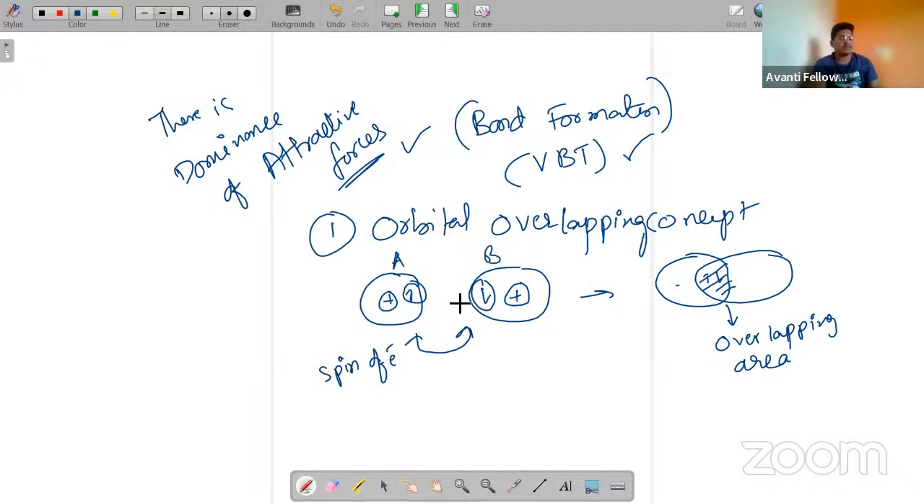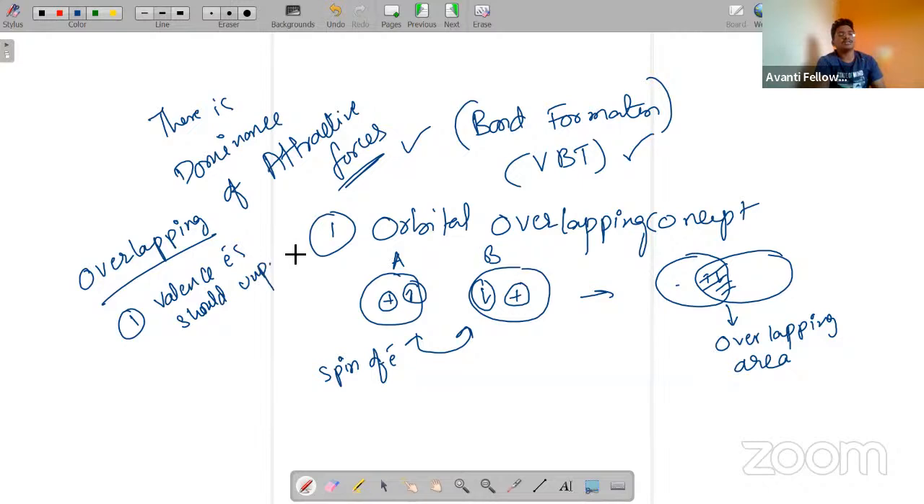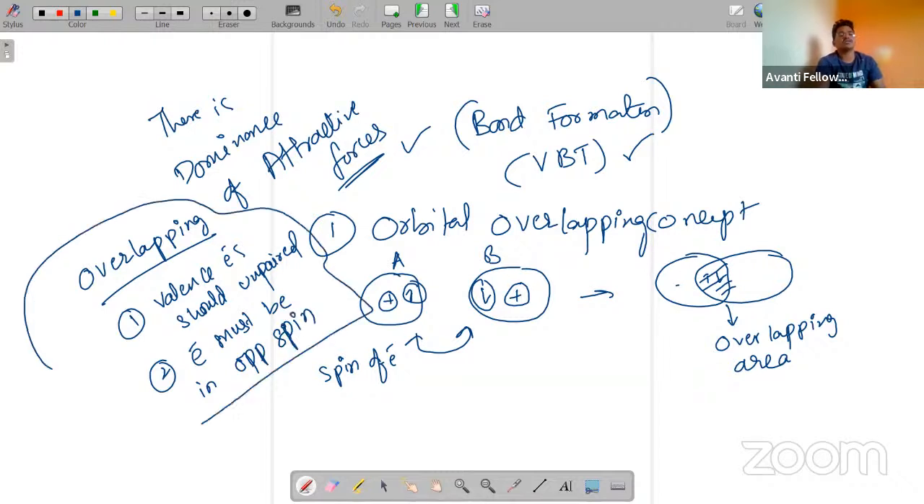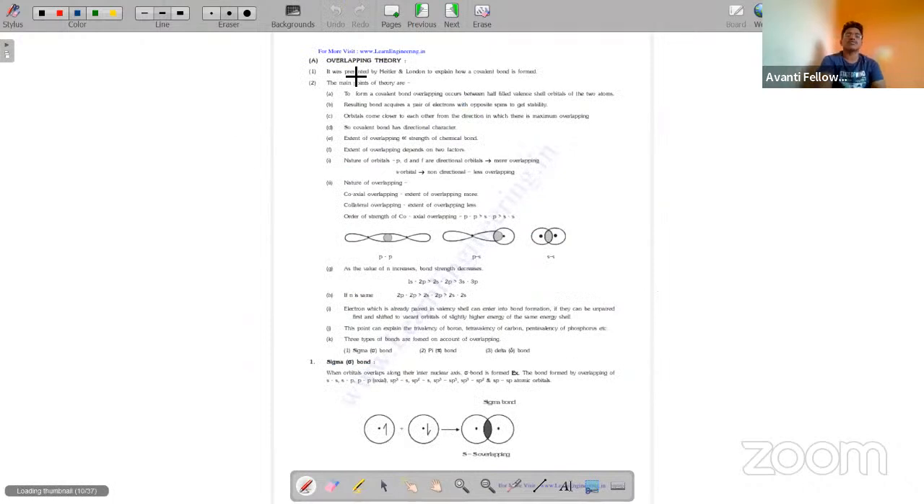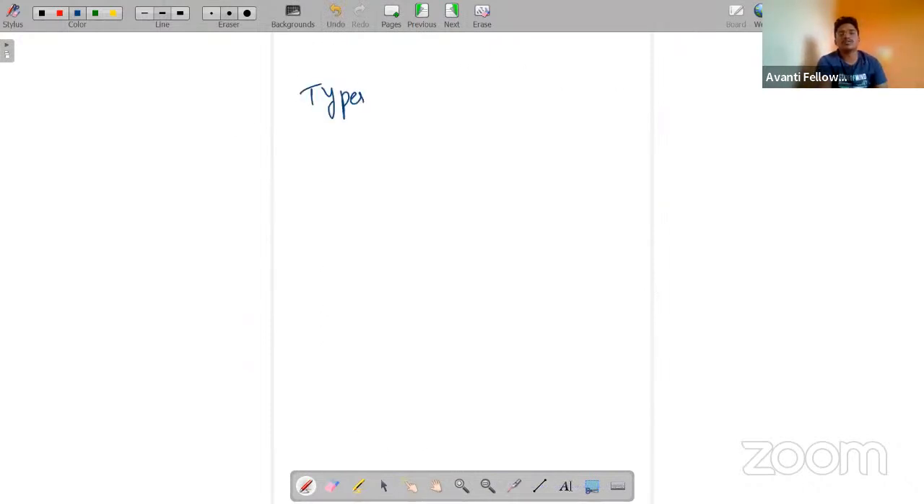So one atom has one electron and the other atom has another electron in the valence shell, and definitely they must be unpaired. What are the requirements for the overlapping? Number one, the valence electrons should be unpaired, and second, the electrons must be in opposite spin. When they are in opposite spin and the valence shell consists of unpaired electrons, then it is ready for overlapping. Now we are going to discuss the types of overlapping. What are the types of overlapping?